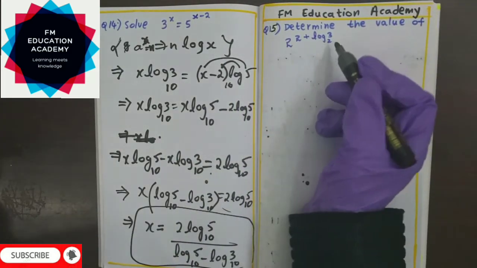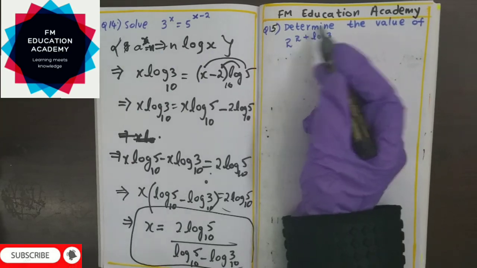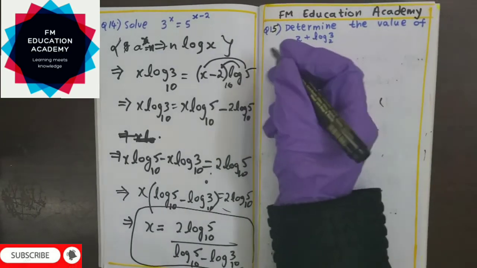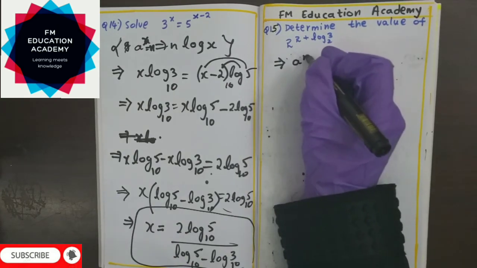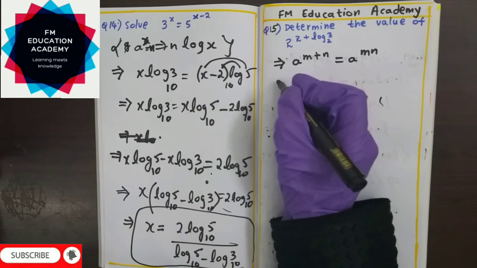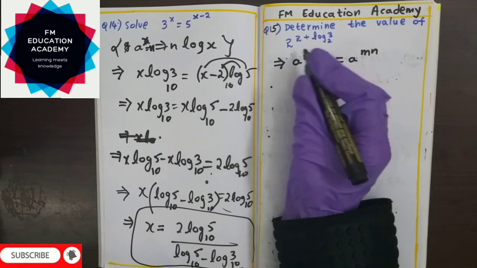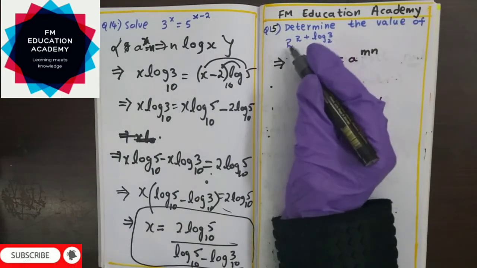Now let us solve the last question of this video. In this question, if you observe, determine the value of 2 power 2 plus log 3 to the base 2. Now this question is a bit different, so observe carefully. Here it is of the form a power m plus n. We know that 2 power 2 plus log 3 to the base 2 can be compared with a power m plus n.